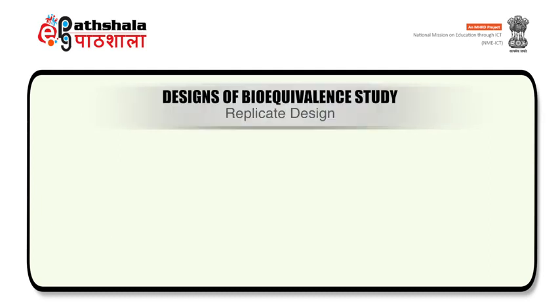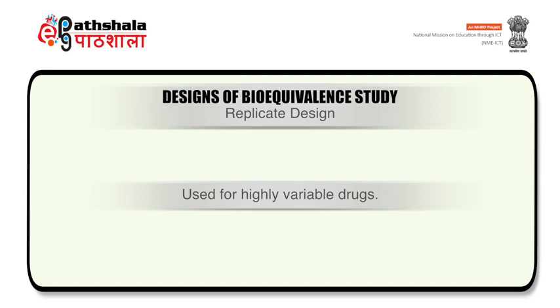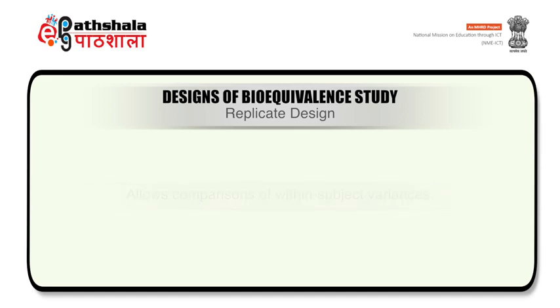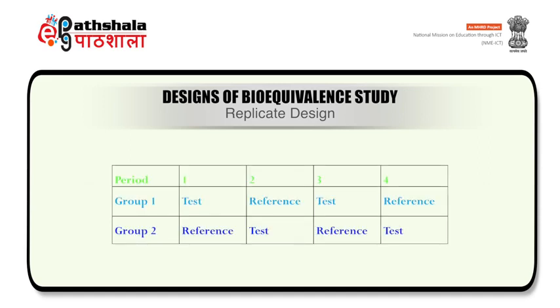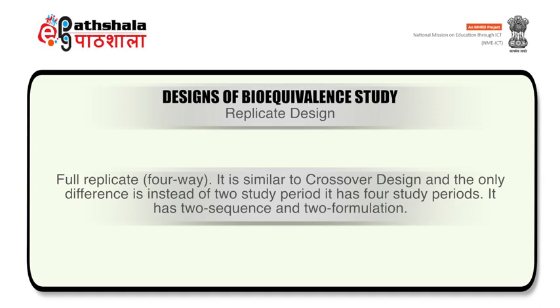The next is the replicate design. It is used for highly variable drugs and it allows comparison of within-subject variances. The number of subjects needed is less in this study design. It can be a full replicate, that is a four-way study. It is similar to the crossover design, and the only difference is that instead of 2 study periods, it has 4 study periods. It has 2 sequences and 2 formulations.